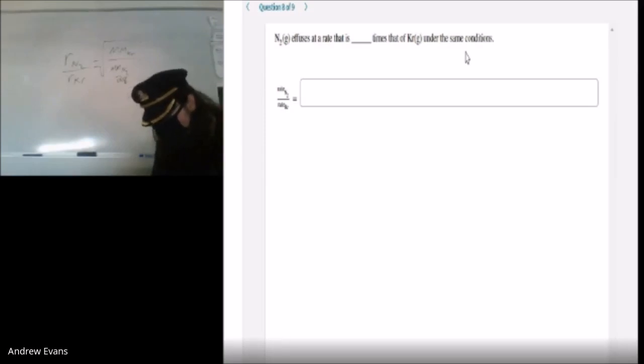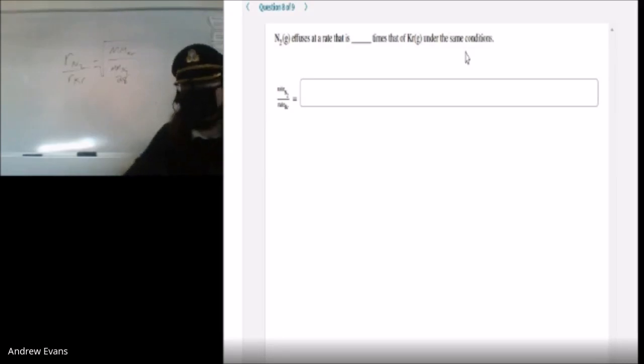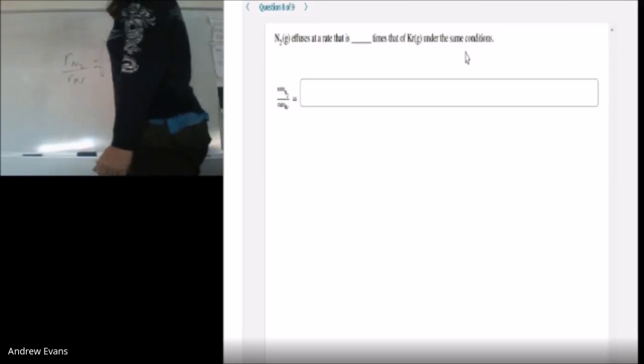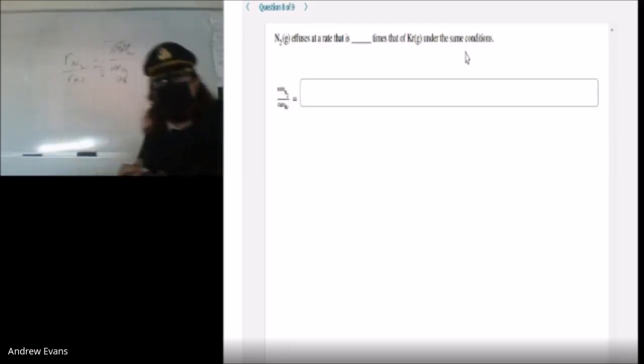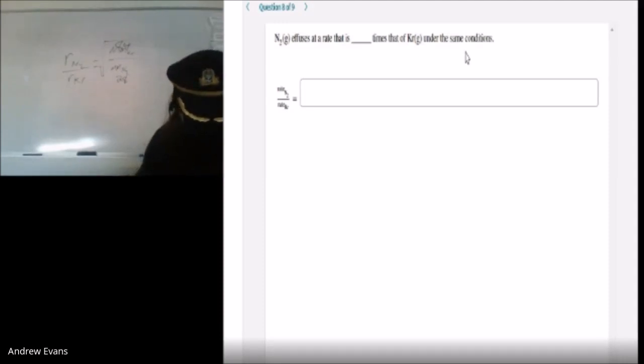But looking at that, we have krypton 84. Well, it's 83.8, but 84. So we'll put that up there, 84. The most important thing, you make sure the square root is on both, and that we do indeed square root them both.